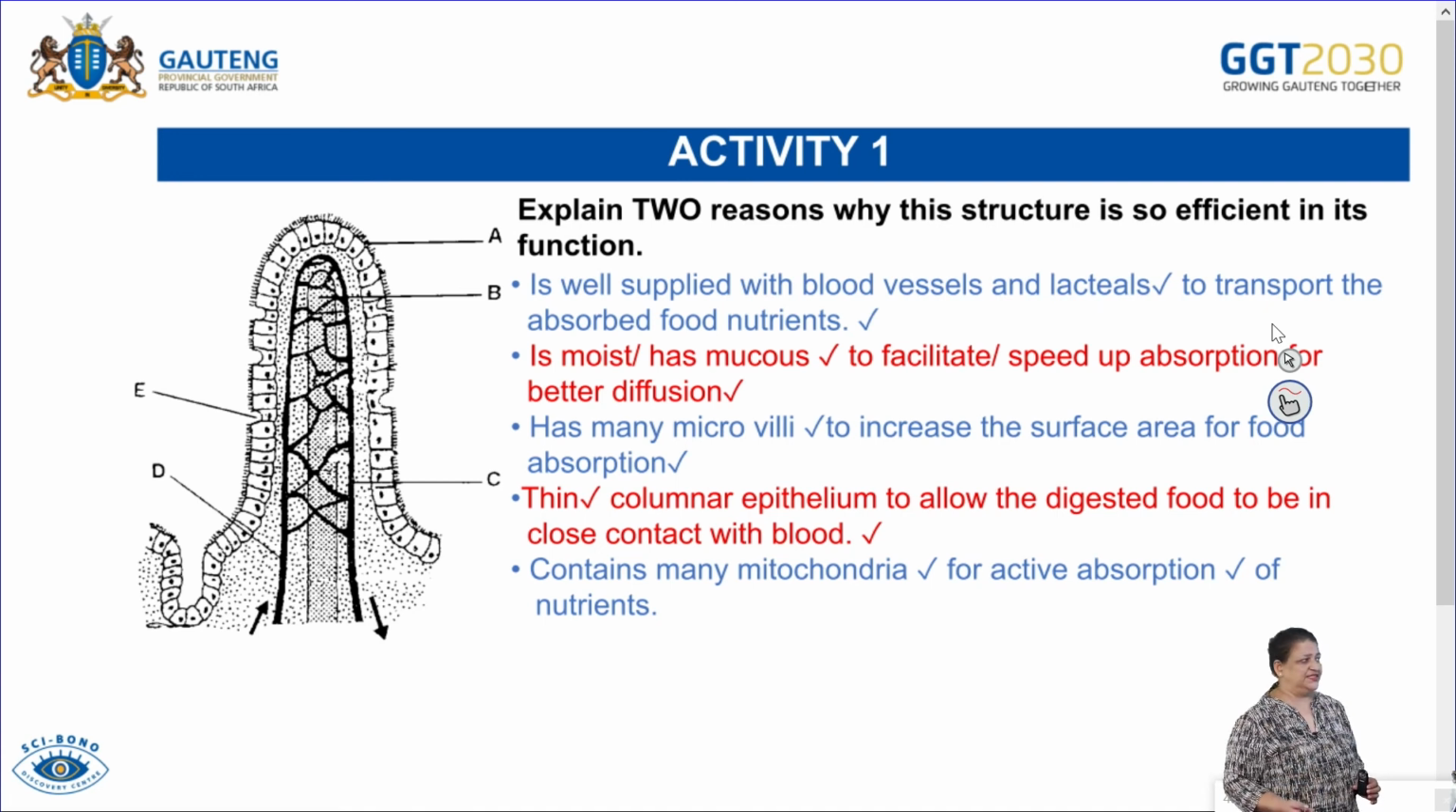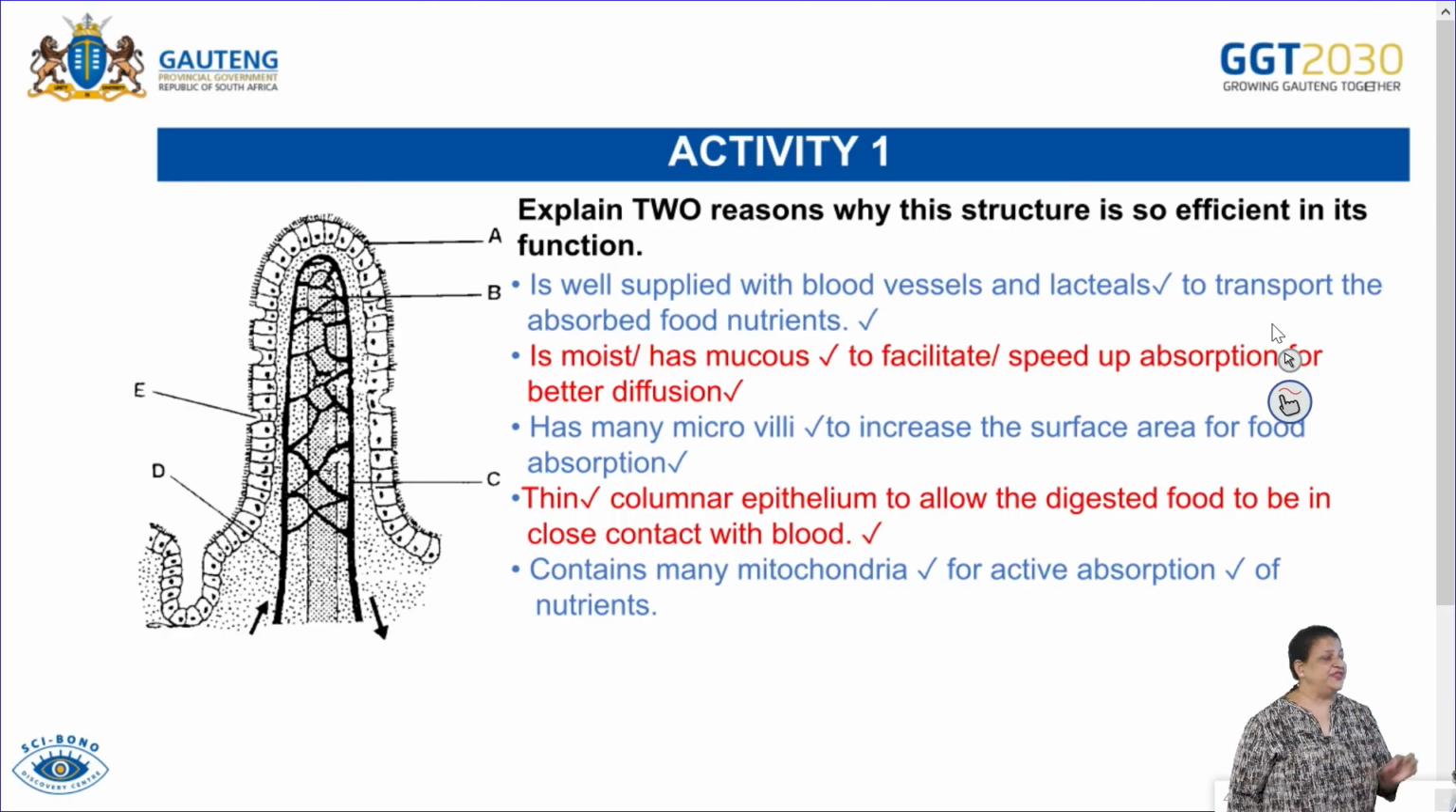glucose and your vitamins. Secondly, these goblet cells secrete mucus to keep it moist so that food can be absorbed faster. If food is dry or if the surface is dry, it cannot be absorbed. So remember, it has mucus which is supplied by the goblet cells for better diffusion of the food. It has microvilli to increase the surface area for absorption.